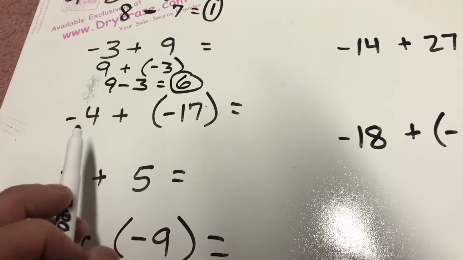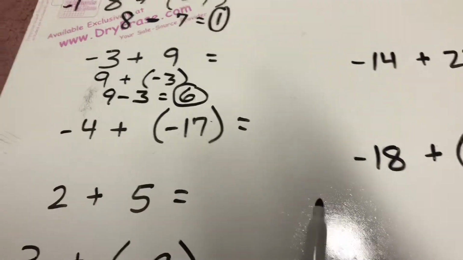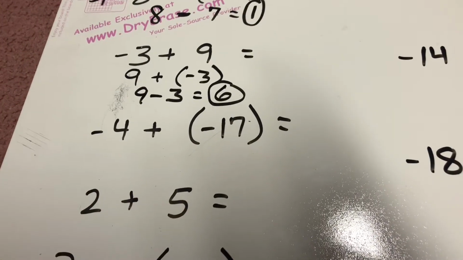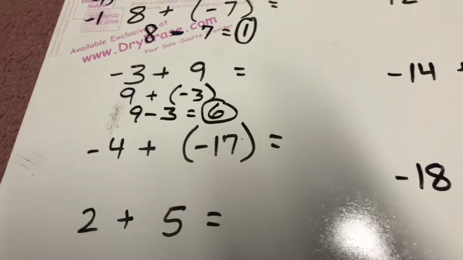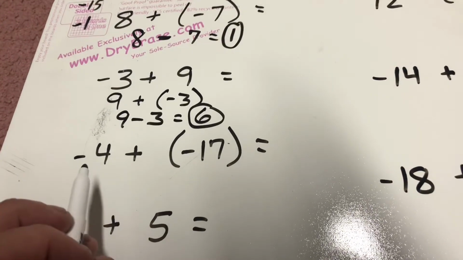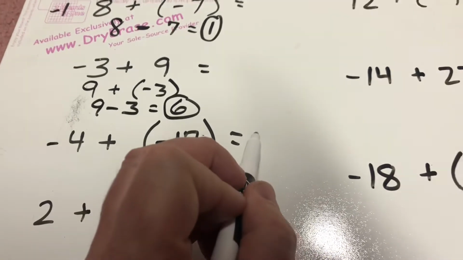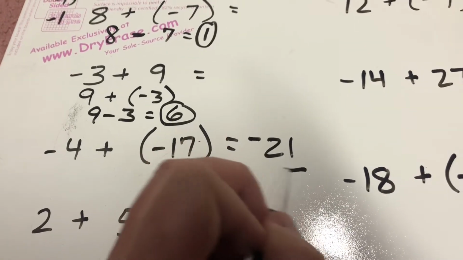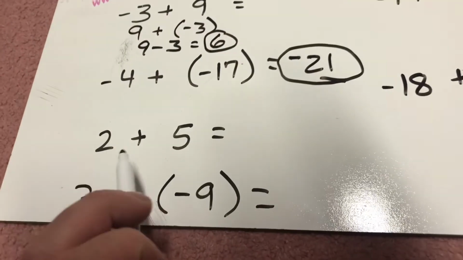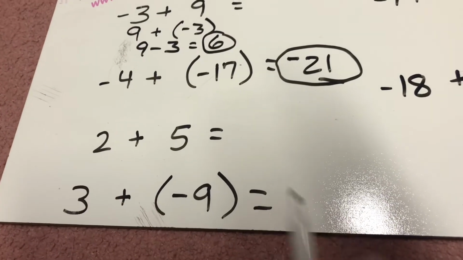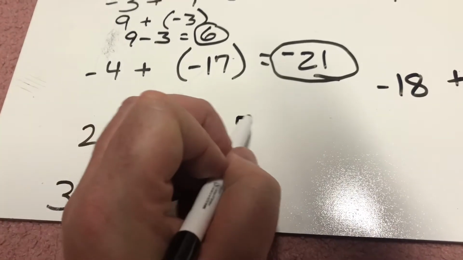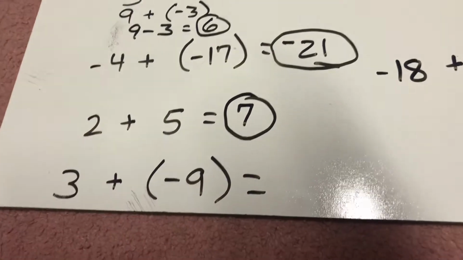Now, when both numbers are negative, like in this one, negative 4 plus negative 17, all I do is add the 4 and the 17, because it's just a negative number getting bigger. Well, I know that 4 plus 17 is 21. So negative 4 plus negative 17 equals negative 21. Here are two positive numbers, like 2 plus 5. That's pretty basic; we don't want to overthink that. 2 plus 5 is 7.